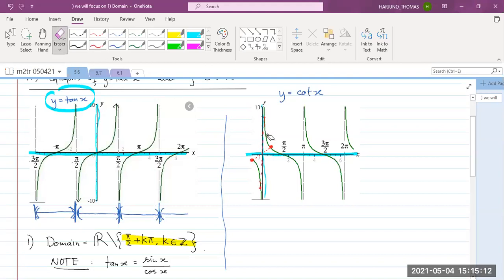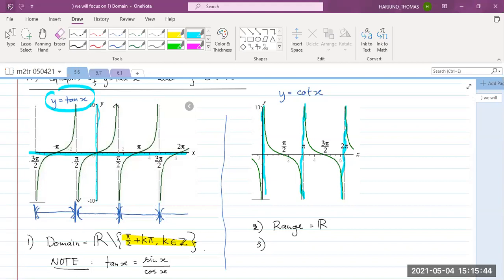Okay, now you can see that the range is all real numbers. That's the easy question, right? Sorry, that's number 2. The range is all real numbers. How about the asymptotes? As you can see, the asymptotes are at x equals 0 and all multiples of pi after or before that, right?